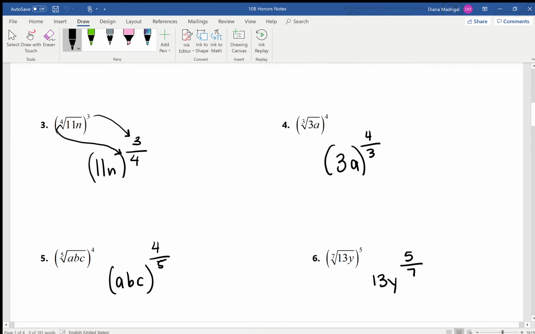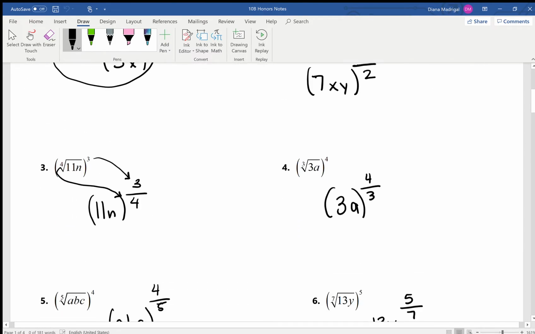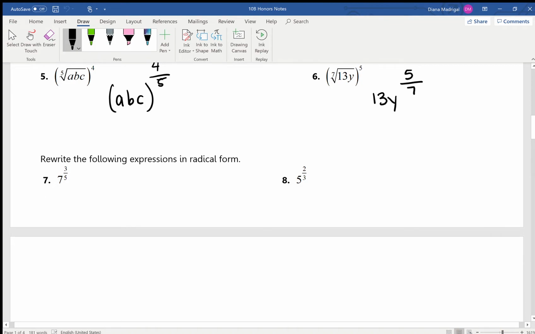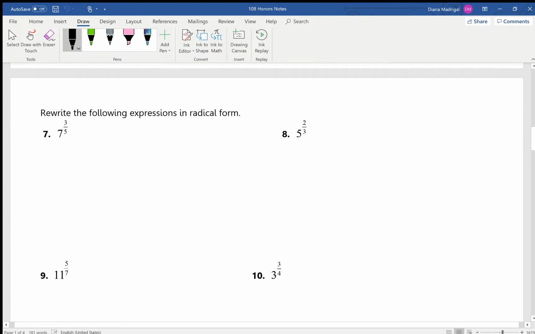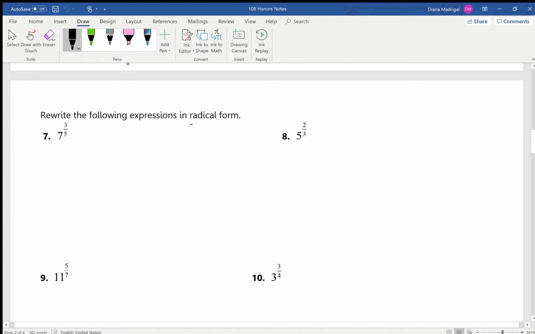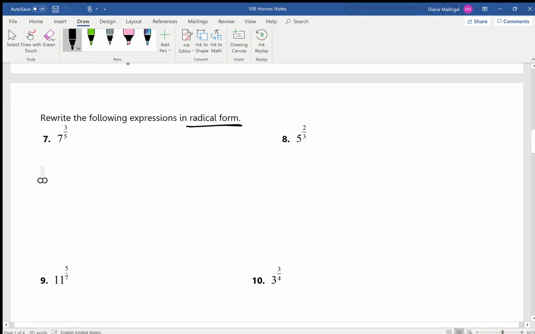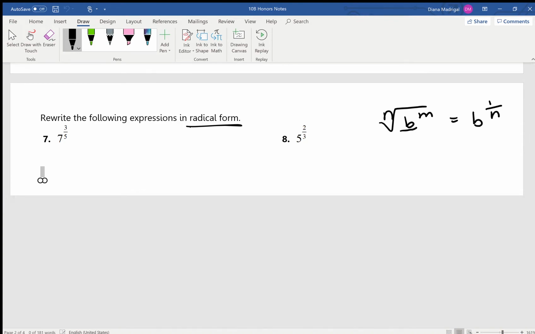All right, pretty easy. We're not doing any math yet. All we're doing is switching between radicals to exponents. All right, now we're going to do the opposite. We're going to rewrite an exponential equation or expression in radical. Now we're switching to a radical. And again, remember the little keynote that I told you. The radical is base and m, which is going to be base and an m.